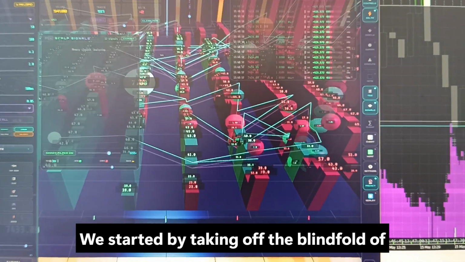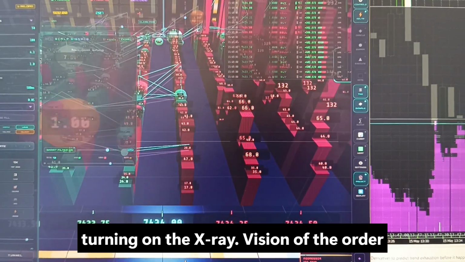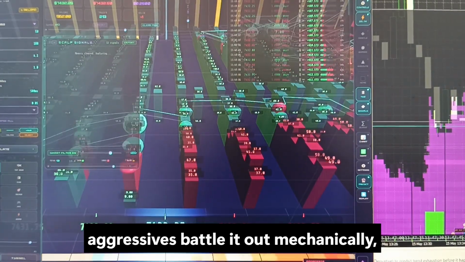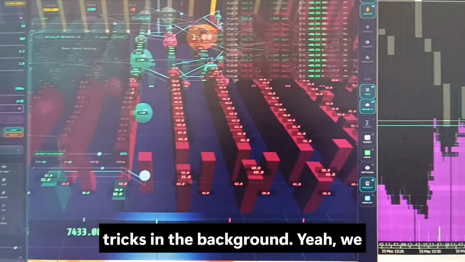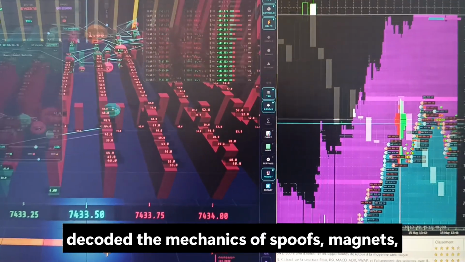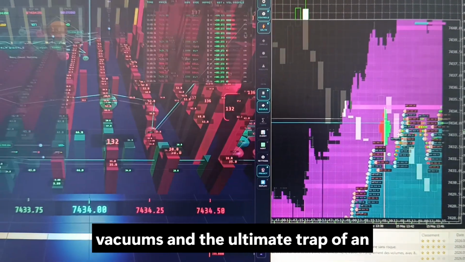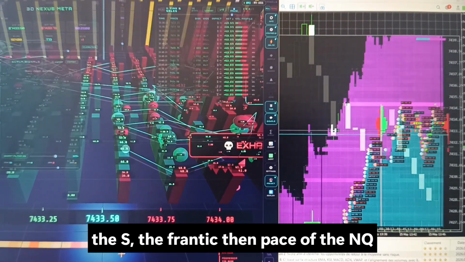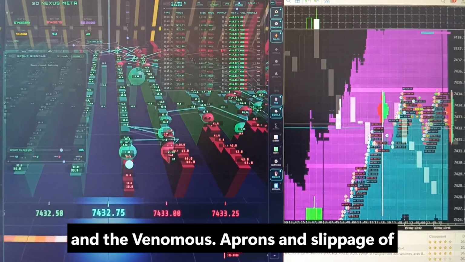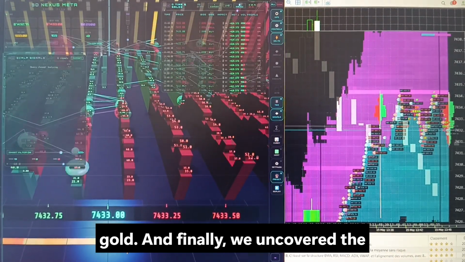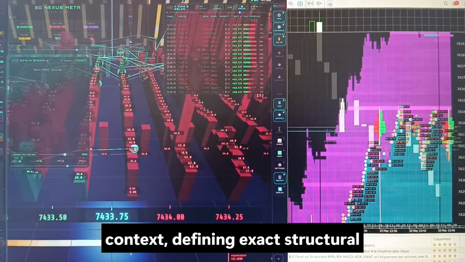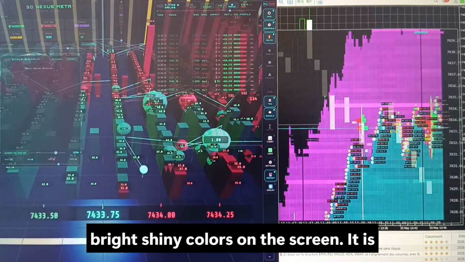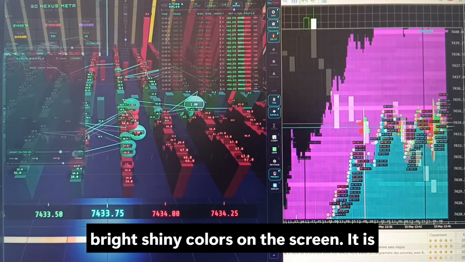We started by taking off the blindfold of traditional candlestick charts and turning on the X-ray vision of the Orderbook Heatmap. We watched the passives and aggressives battle it out mechanically, with the algos playing psychological tricks in the background. We decoded the mechanics of spoofs, magnets, vacuums, and the ultimate trap of an iceberg order absorbing an attack. We examined the heavy institutional weight of the ES, the frantic thin pace of the NQ, and the venomous stop runs and slippage of gold. And finally, we uncovered the professional mindset, prioritizing macro context, defining exact structural invalidation points, and asking who is trapped rather than just reacting to bright, shiny colors on a screen.